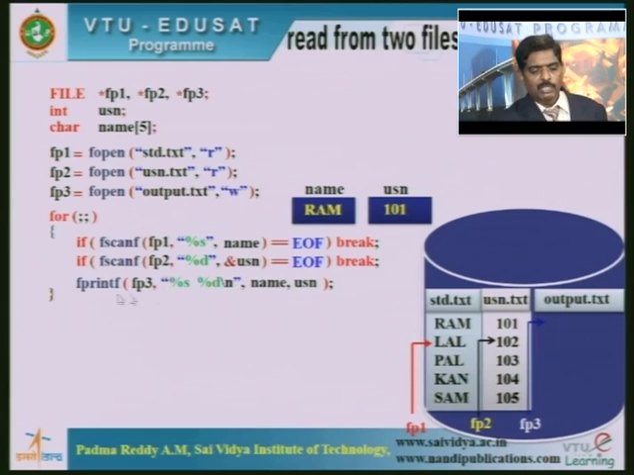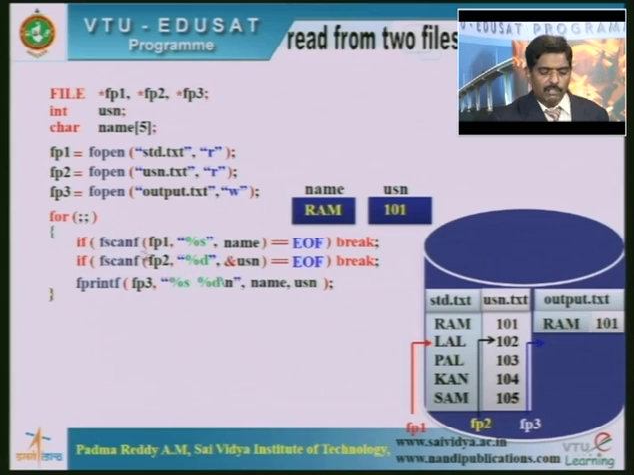Now what will happen? The moment I execute this, Ram and 101 are read into name and usn. Whatever we read from name and usn will be sent to fp3. So once you write Ram and 101 into the file, automatically the file pointer points to the end now. Now again, control goes back here.